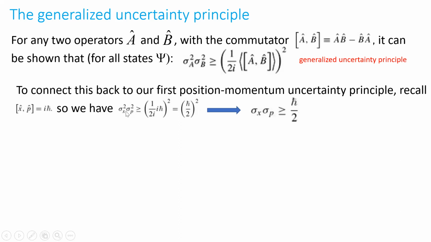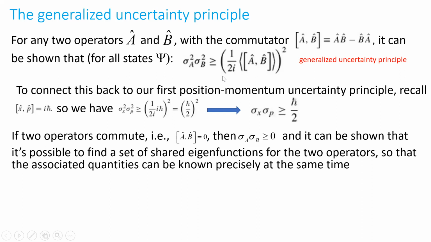And then taking the square root of both sides, we have the standard deviation of x times the standard deviation of p is greater than or equal to h bar over 2. Okay, so we've recovered our position-momentum uncertainty principle by using the commutator of x and p in this more general, initially somewhat mysterious looking relationship, the generalized uncertainty principle. Okay, so just a couple comments about this generalized uncertainty principle.